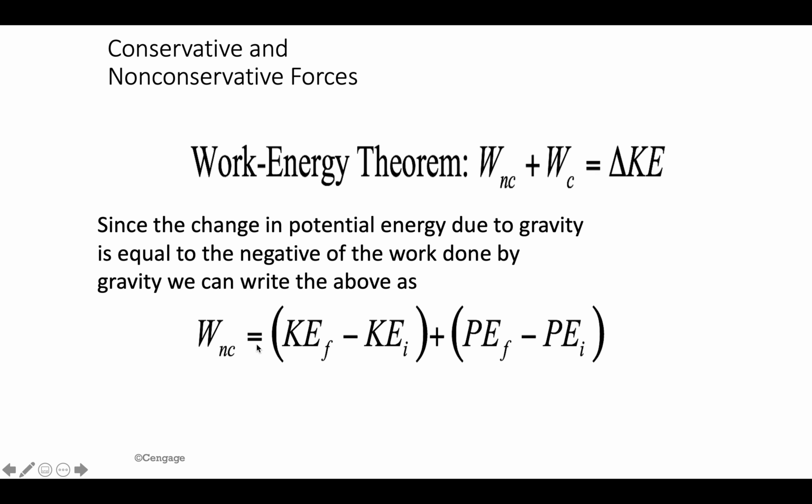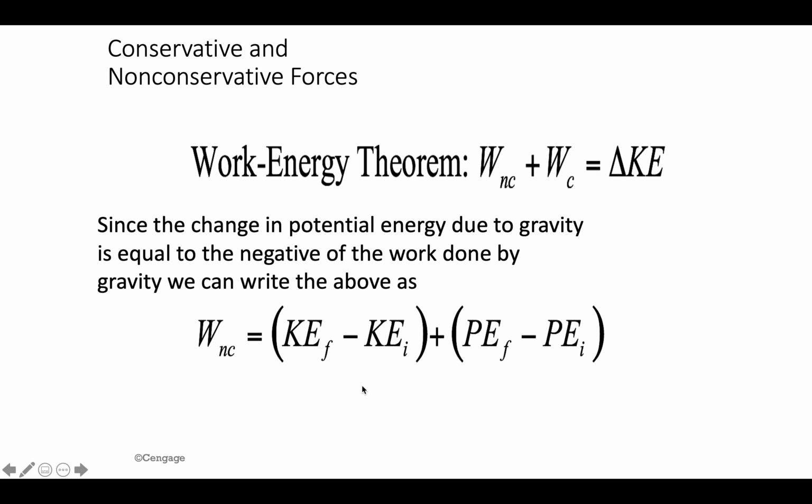So basically, the net work is equal to the change in kinetic energy. But the work done by non-conservative forces might be the change in kinetic energy plus the change in potential energy, because this right here is really just the work done by the conservative forces, negative. So it really is saying the same thing. What I'm doing is taking gravity and turning it into an energy term rather than leaving it as a work term. I could do it either way. They both work. No pun intended.